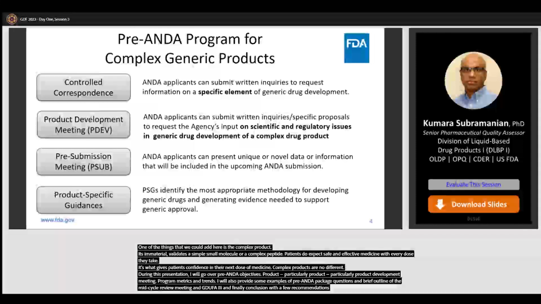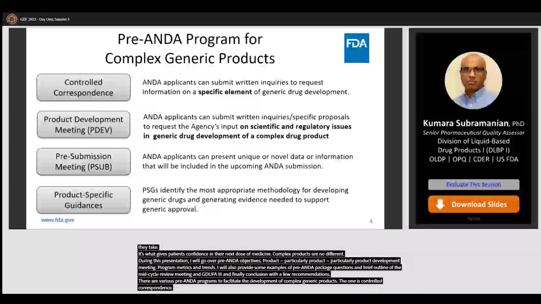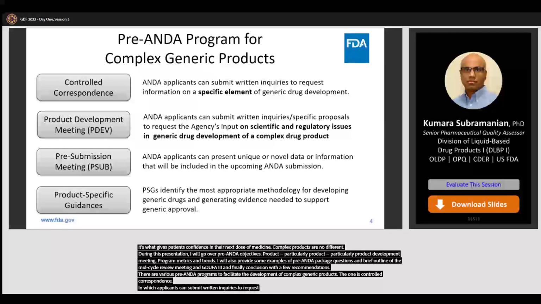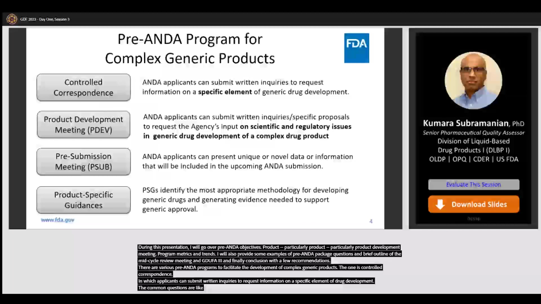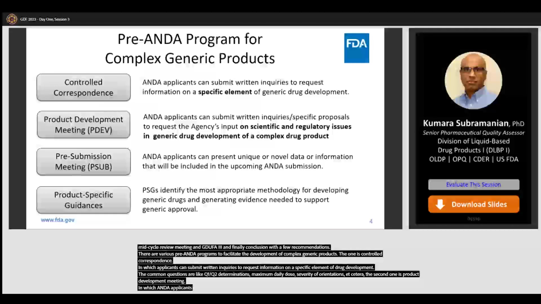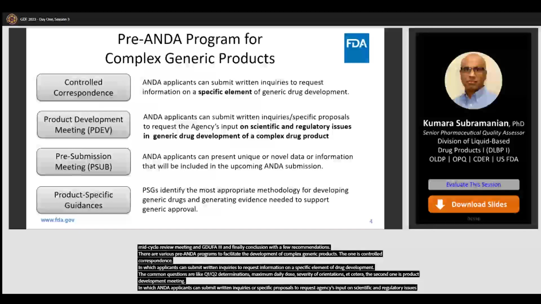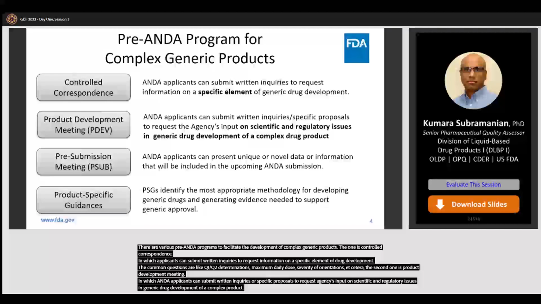We have various pre-ANDA programs to facilitate the development of complex generic products. The one is control correspondence, in which applicants can submit written queries to request information on a specific element of drug development. The common questions are like Q1, Q2 determinations, maximum daily dose, stability orientations, etc. The second one is product development meeting, in which ANDA applicants can submit written queries or specific proposals to request agencies' input on scientific and regulatory issues in generic drug development of a complex product. So we will look at this one in detail in the upcoming slides.